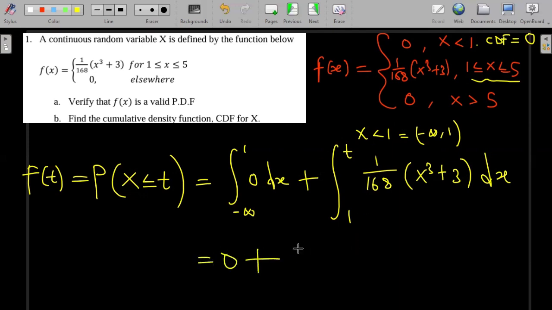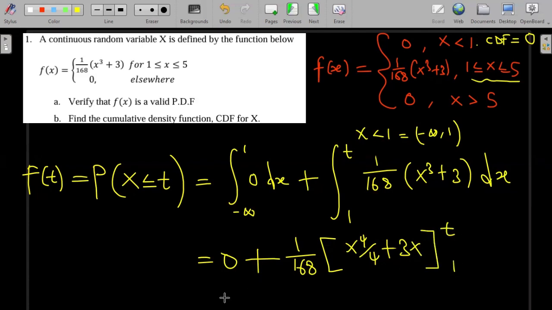And then here I have to integrate. So the 1 over 168 goes outside, and then the integral of this is x to the power 4 over 4 plus 3x divided by 1, which is the same thing, evaluated from 1 to t. So this will give me 1 over 168, and then I put in my t. So it will be t to the power 4 over 4 plus 3t. Then I put in my 1, that will be minus 1 over 4 minus 3.